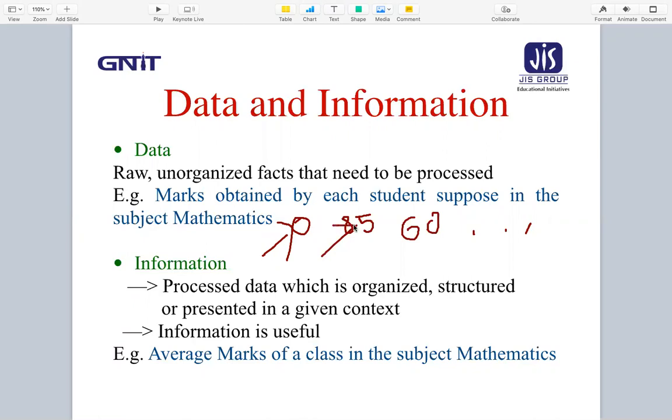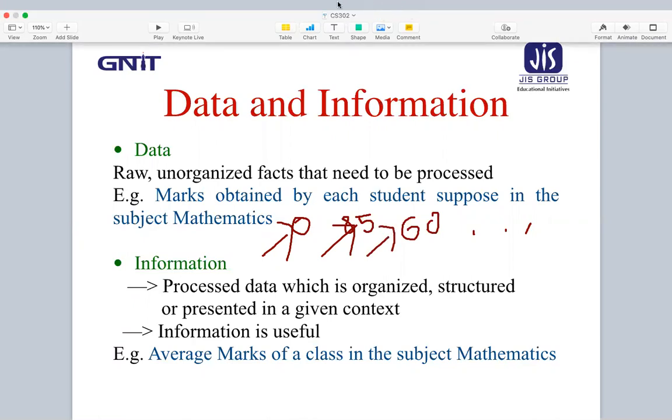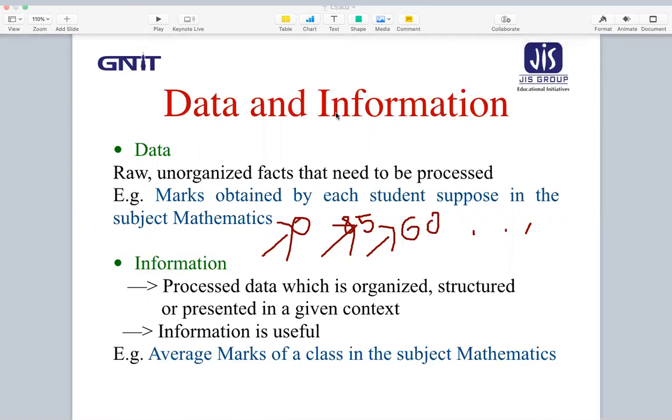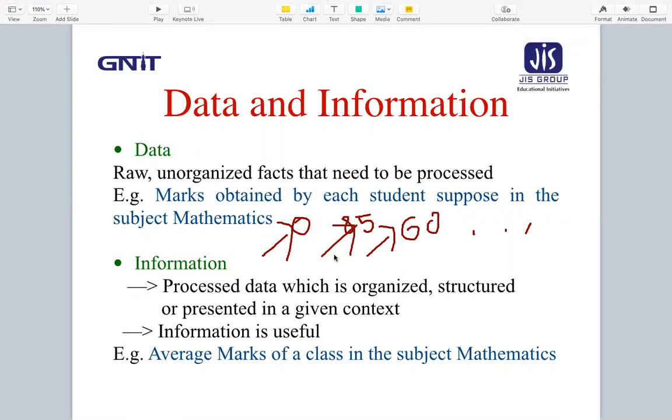Someone who is getting an 85 may be a good student, but from these individual marks, it is not possible for the faculty to make out the overall performance of the class. So these individual marks of the students can be termed as data. They are raw, unorganized facts.